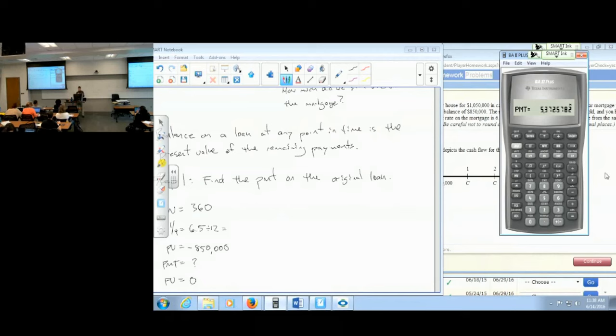Payment, in this case, is what I'm looking for. And that wonderful house has been costing you $5,372.58 per month for the last 18 and a half years. Big house. Or it's in California.